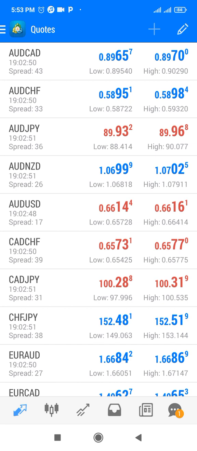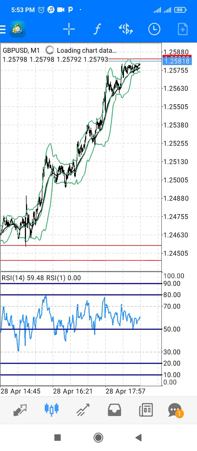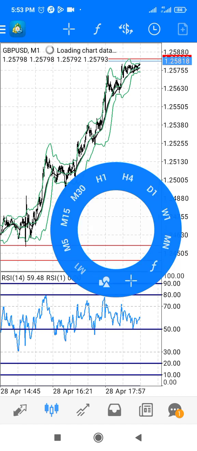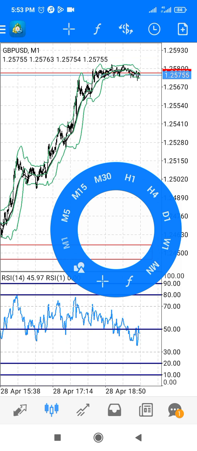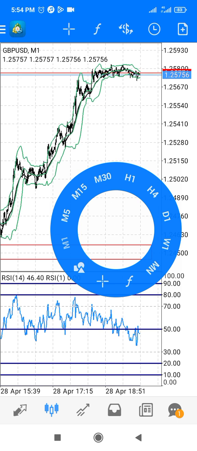Now, how do we apply it in Forex? This is my chart of GBP US dollar, and I'm going to be explaining supply and demand with this chart. So how does supply and demand apply in Forex? In Forex, a supply zone is a zone where sellers are concentrated. Or let me put it this way, a supply zone is a zone where you have more sellers than buyers, or where you have more supply than demand.